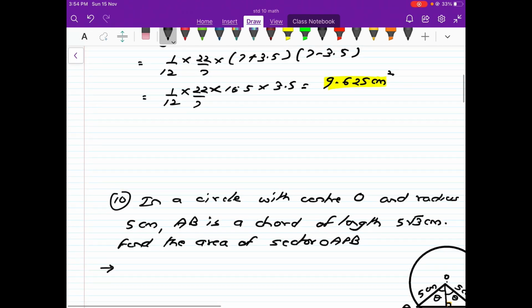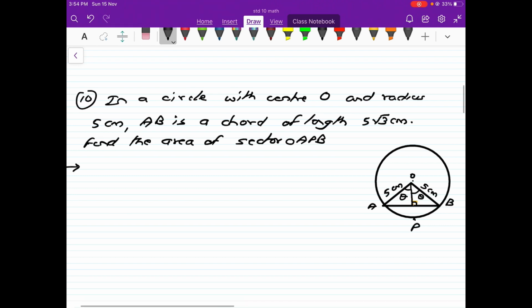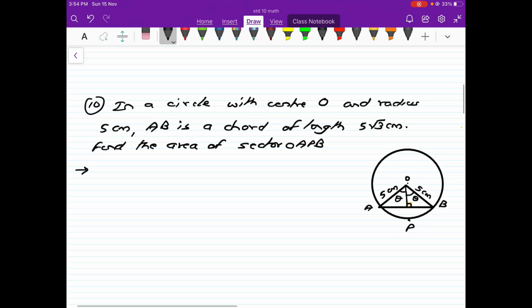We go for the 10th sum. In a circle with center O and radius 5 centimeters, AB is a chord of length 5 root 3 centimeters. You have to find the area of the sector AOB. Now we have not been given the angle, so we'll have to find the angle. So we will start with this.